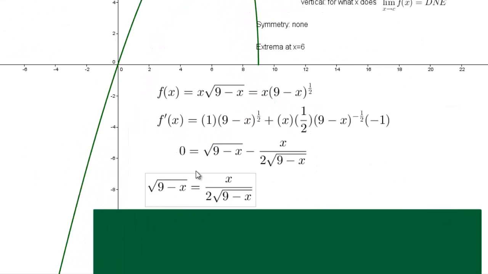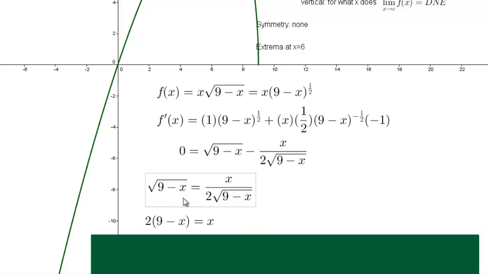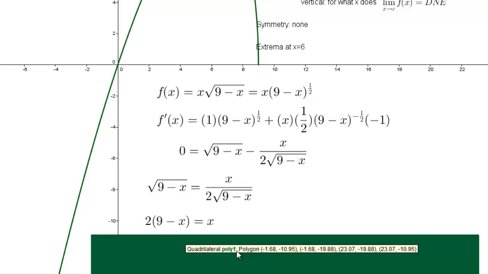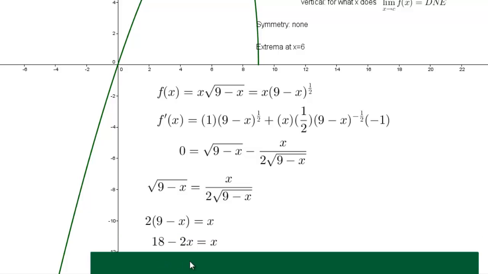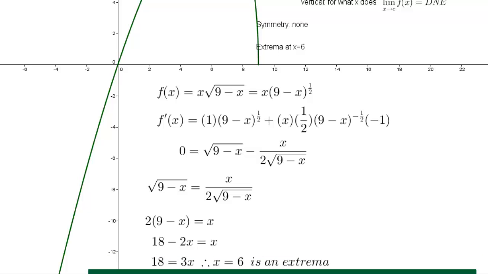So after we get this put in a nice form that we can algebraically manipulate, we're going to add that negative term to both sides, getting the square root of 9 minus x equals x over 2 times the square root of 9 minus x. Although that looks nasty, we can multiply both sides by that denominator to get rid of it, and the radicals wind up canceling each other out, and you get 2 times 9 minus x equals x. If we distribute that 2, we get 18 minus 2x equals x. Add the 2x to both sides, you're going to get 18 equals 3x. So therefore, x equals 6 winds up being an extrema on this function.